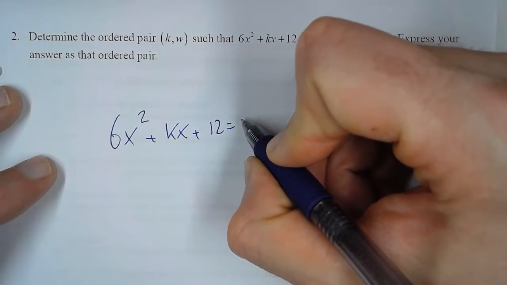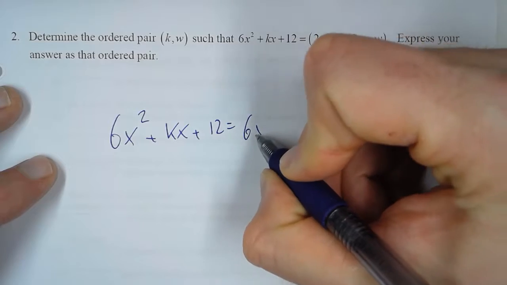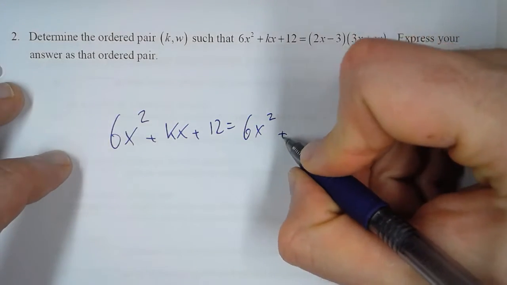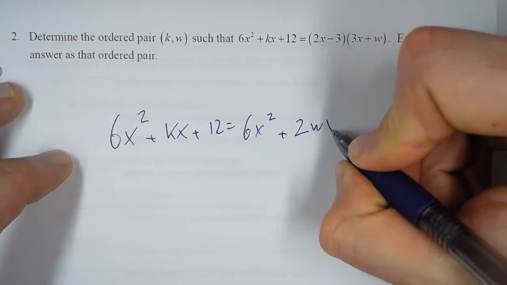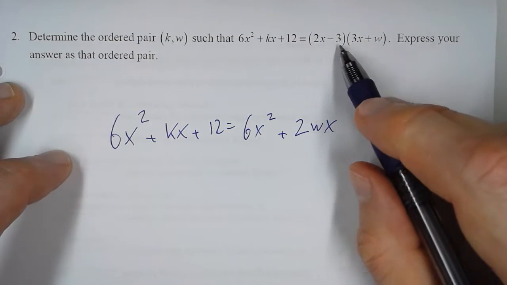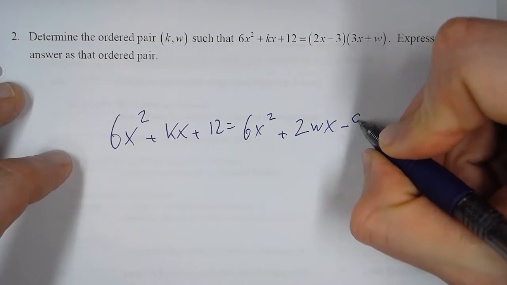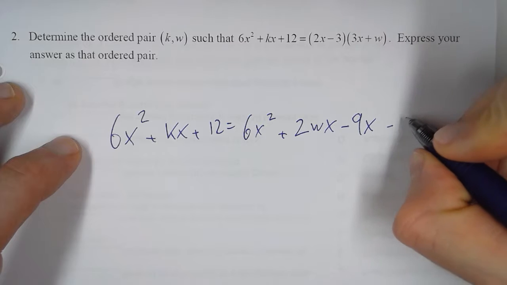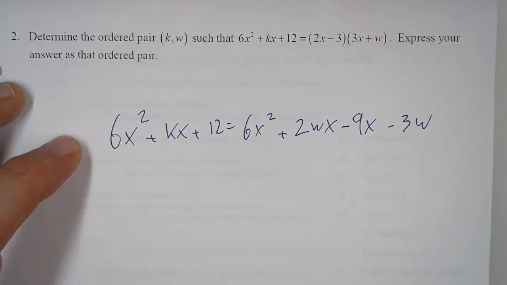We have 2x times 3x, which is 6x squared. 2x times w, so that's 2wx. Then we have negative 3 times 3x, so that's minus 9x. And then negative 3 times w is negative 3w.